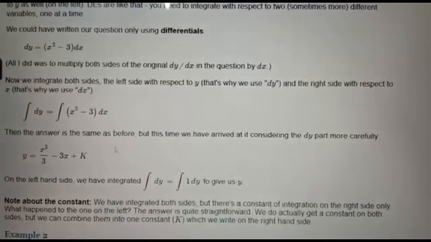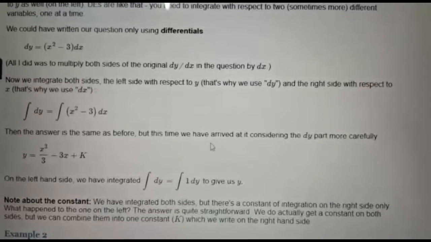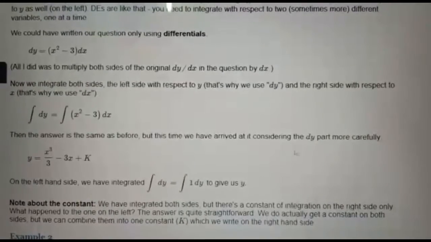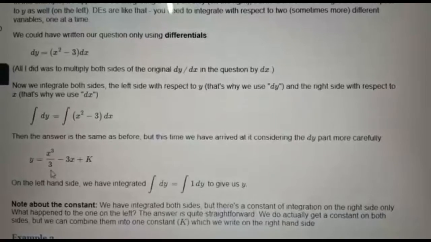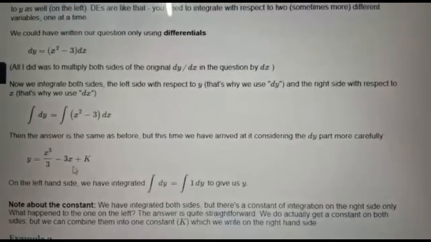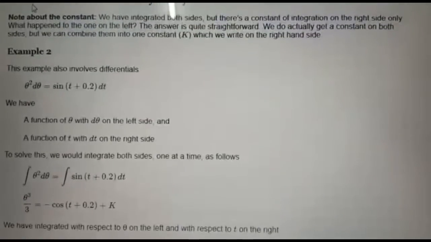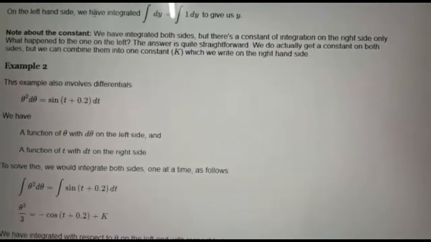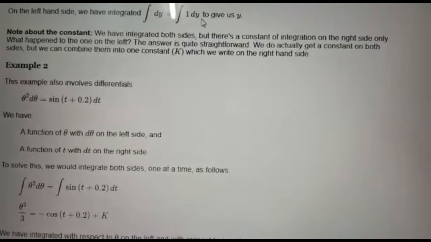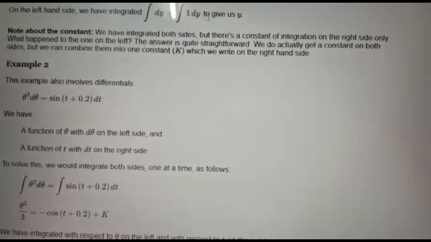Then the answer is the same as before, but this time we have arrived at it considering the dy part more carefully. y equals x cubed divided by 3 minus 3x plus k. K is the constant. On the left hand side, we have the integral of dy equals the integral of 1 times dy, which gives us y.